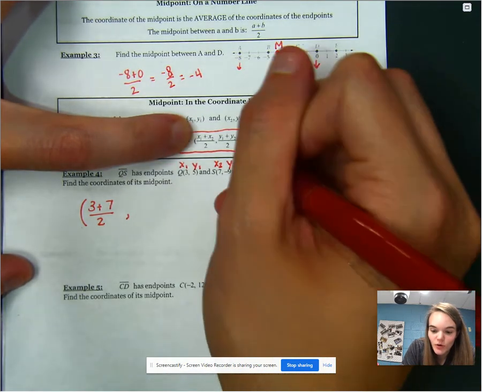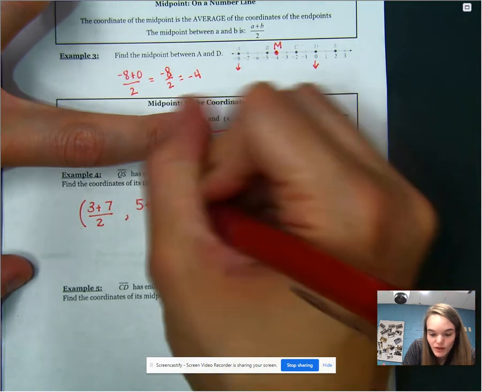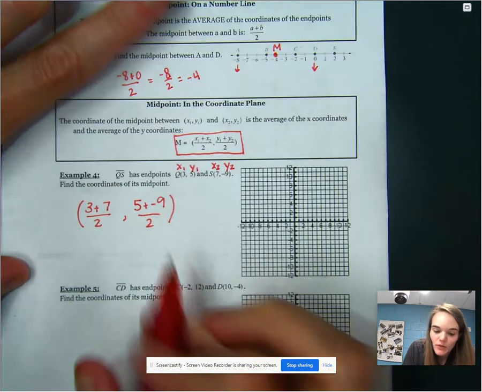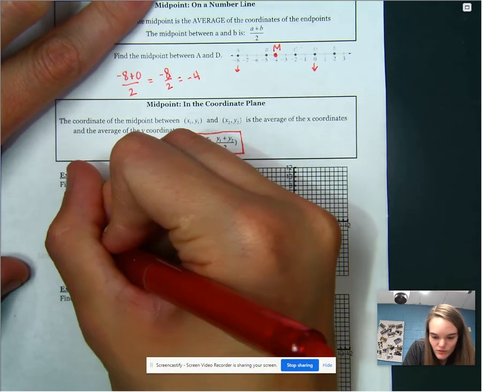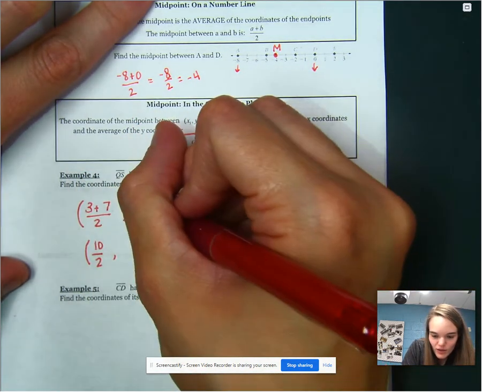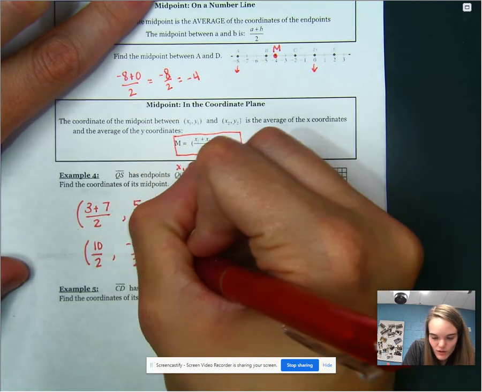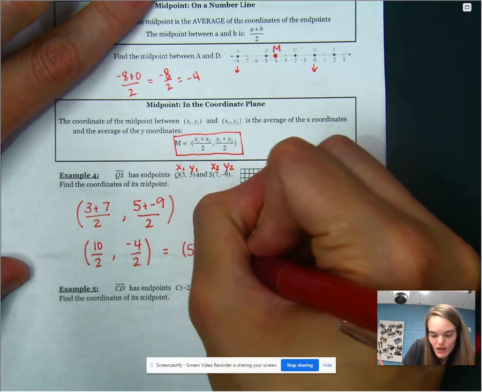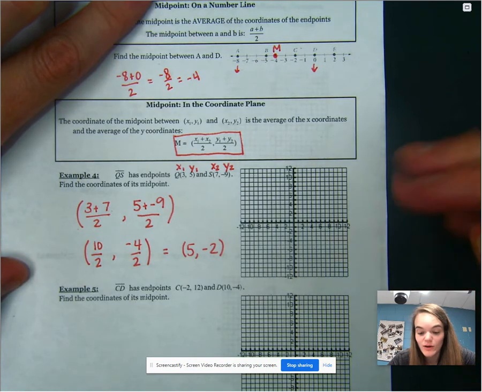Then y1 is 5 plus negative 9, over 2. 3 plus 7 is 10 over 2. 5 plus negative 9 is negative 4 over 2, which is 5 comma negative 2. I have a graph and can graph it, but if I don't need to, I don't have to.